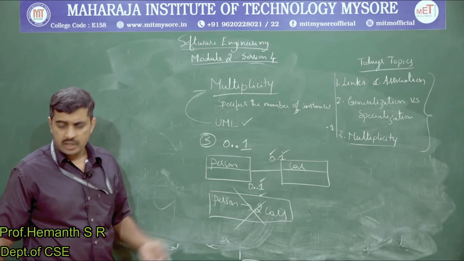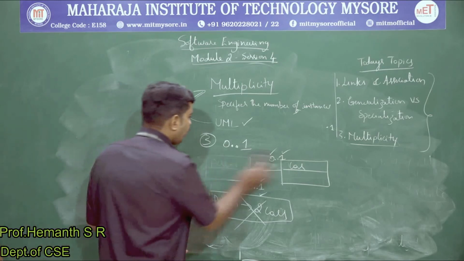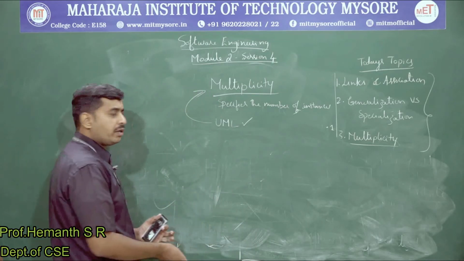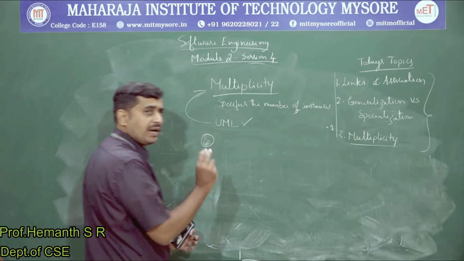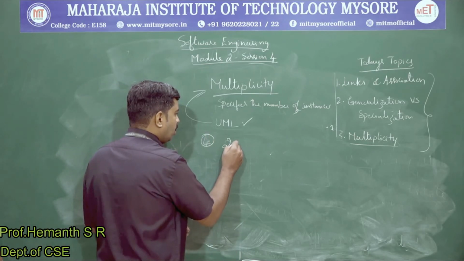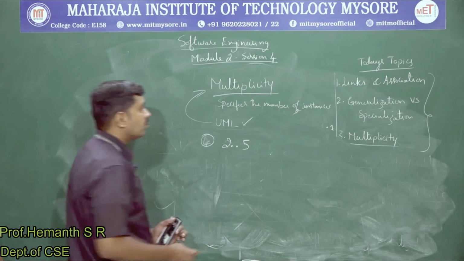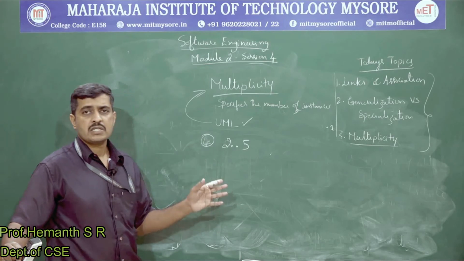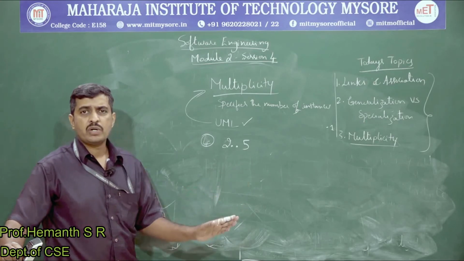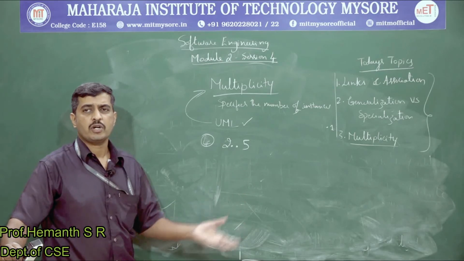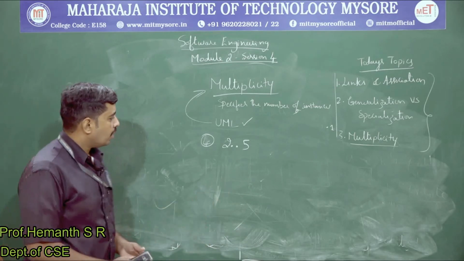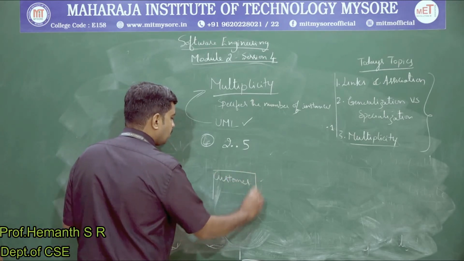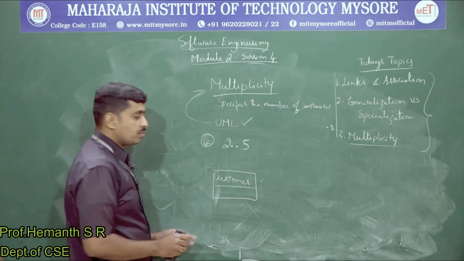I can take one more example with an integer range. For example, I will have like this: 2, 5. This is also a multiplicity rule specifying the number of instances a class is related to a different class, or object is related to a different object or a class. I'll give you a specific example here. A customer.